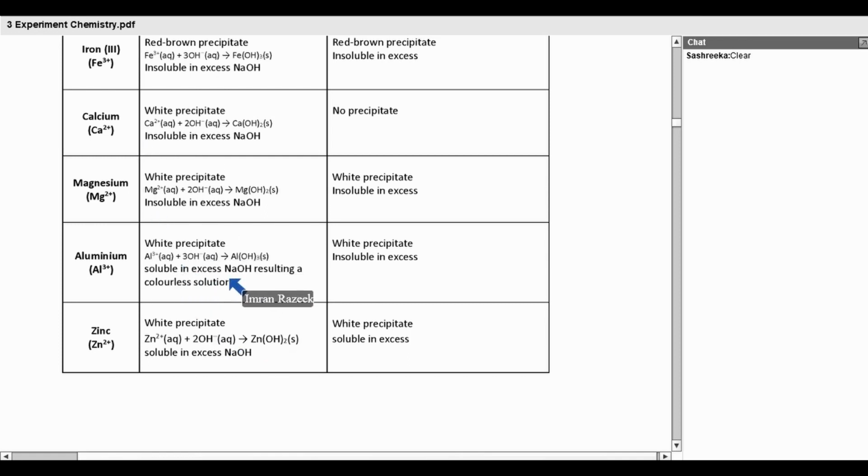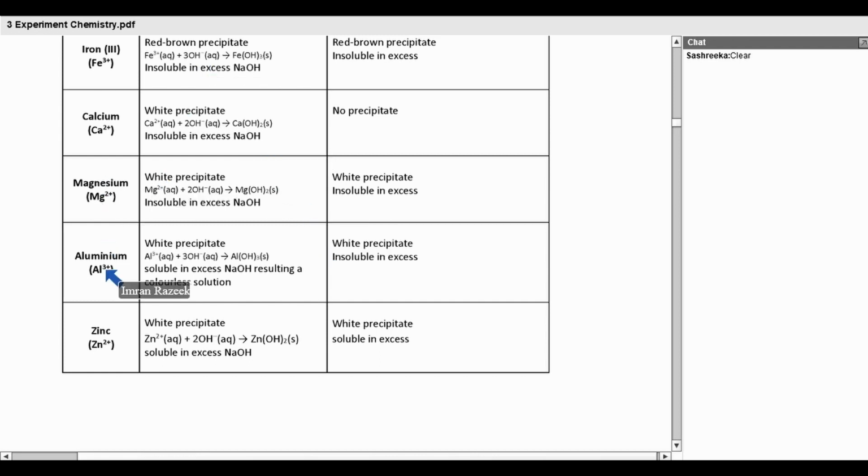You get a white precipitate resulting in a colorless solution when you add excess. Same observation for zinc. So how do you know whether it's aluminium or zinc? By just this observation, you can't. Now when you add ammonia, which is a weak alkali, you can easily distinguish aluminium from zinc. You notice that when you add ammonia, the zinc dissolves in excess ammonia but not aluminium. So that's the importance of testing with strong alkali and weak alkali separately, because otherwise you get almost similar observations.